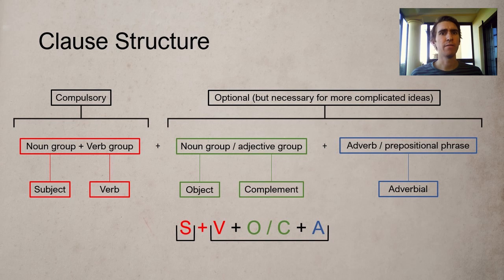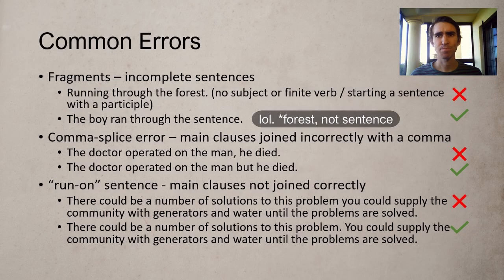Having said all that, having talked about phrases, clauses, and sentence structure basically, let us look at some common errors. So one of the most common errors that you find is the comma splice error. The comma splice error is the error where 2 main clauses are joined incorrectly by placing a comma between these 2 main clauses.